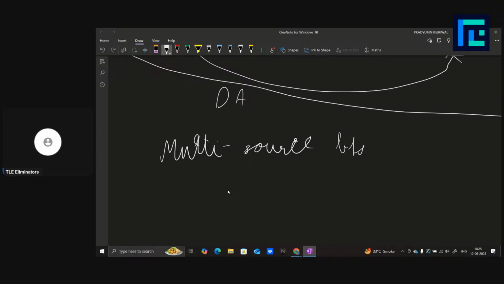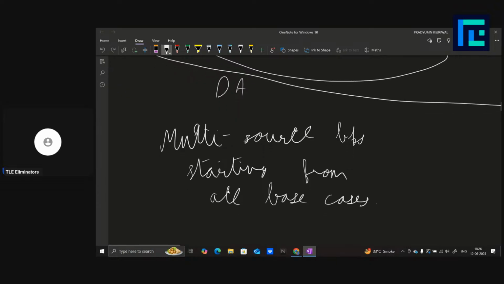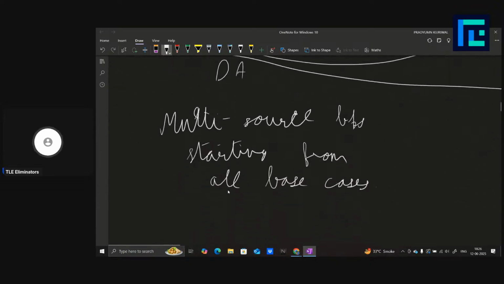Multi-source BFS, starting from all the base cases. Okay, and we can simply do that.